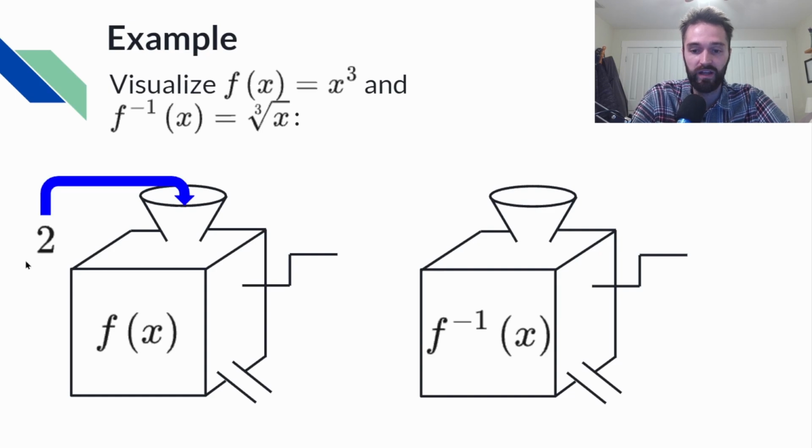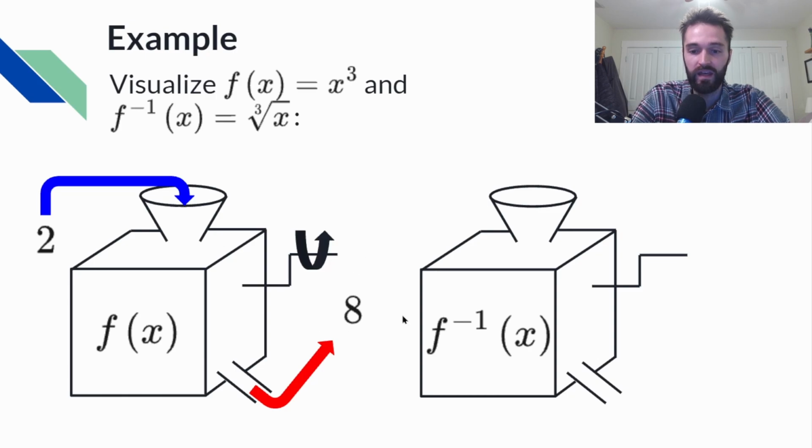So let's plug a concrete value into the function f. If we plug 2 into f and turn the crank, that's when the function does its thing. The function says to take what we're given and cube it. So when we turn this crank, we're cubing the number 2, and 2 cubed is equal to 8. So f is going to spit out 8.